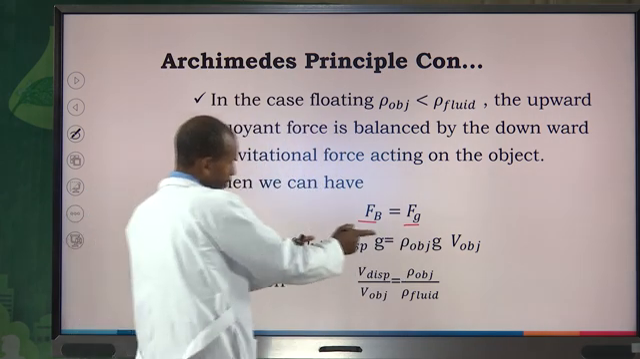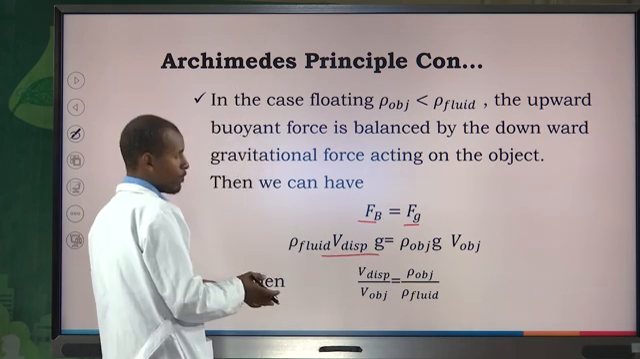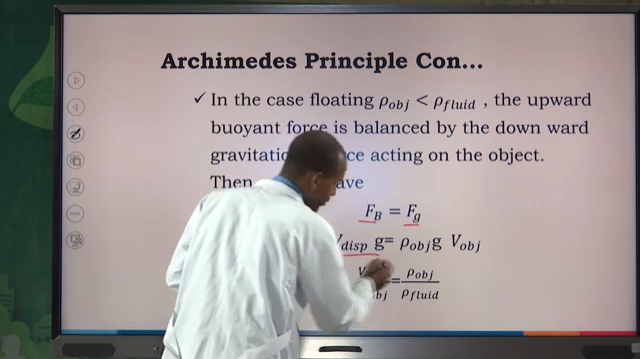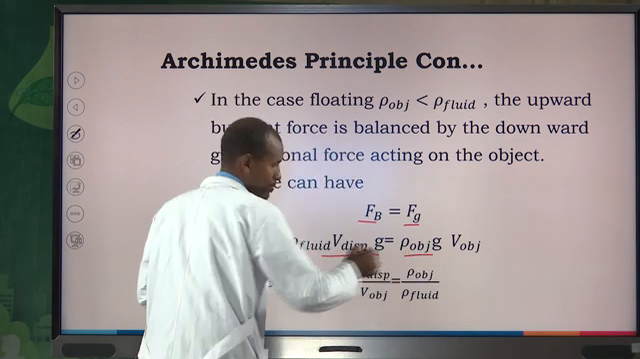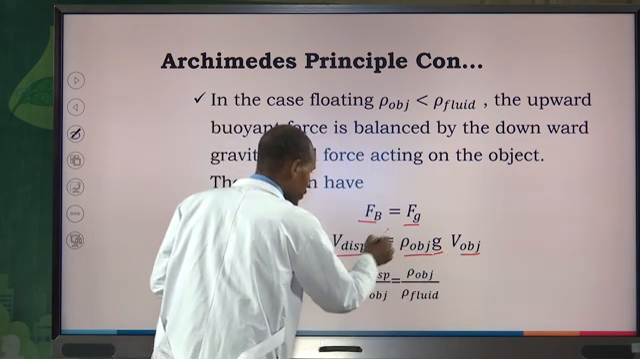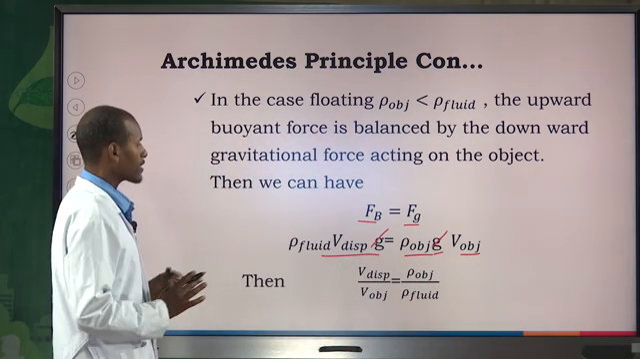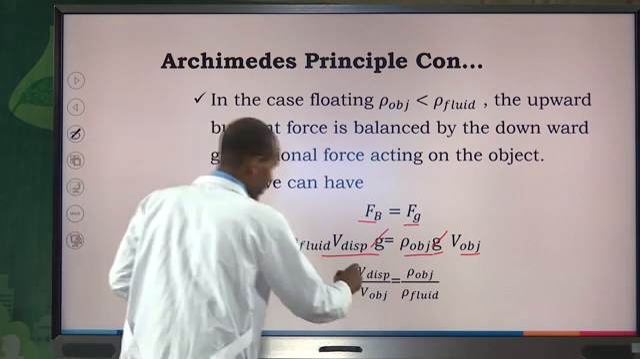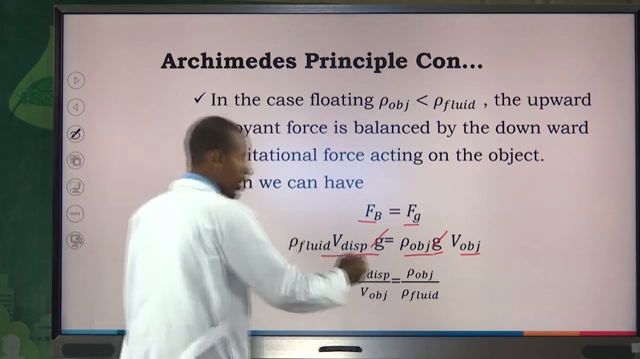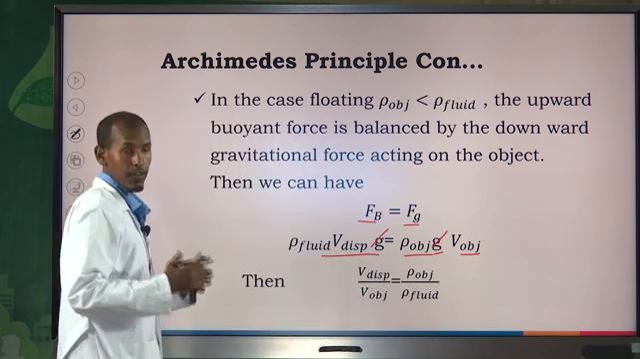We can substitute the expression for each. For buoyant force, we have this one: density of fluid times the volume of the fluid times the gravitational acceleration is equal to the density of the object times the gravitational acceleration times the volume of the object. The gravitational acceleration on both sides will cancel. So if we take the ratios, we get that the volume of displaced fluid over the volume of the object is equal to the density of the object over the density of the fluid.